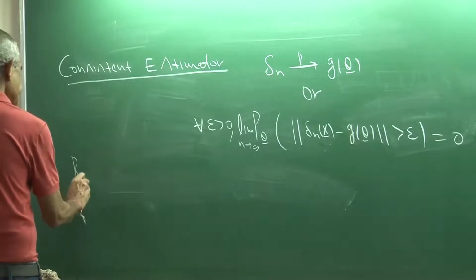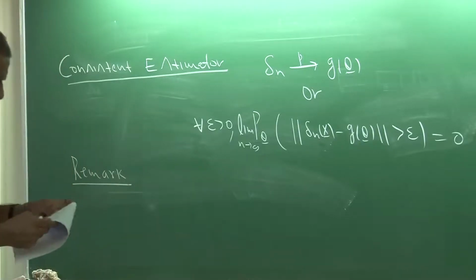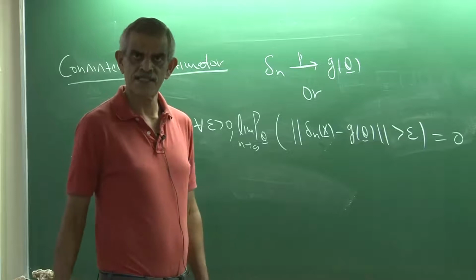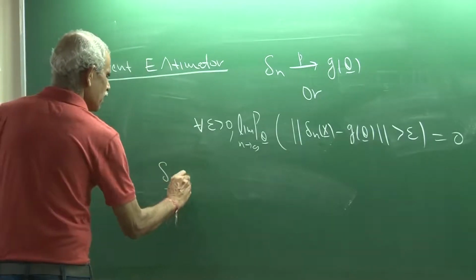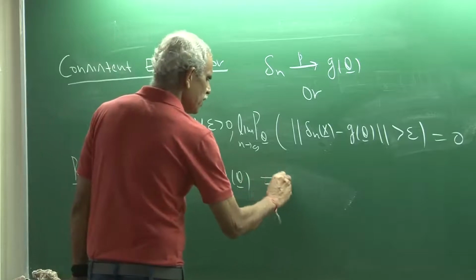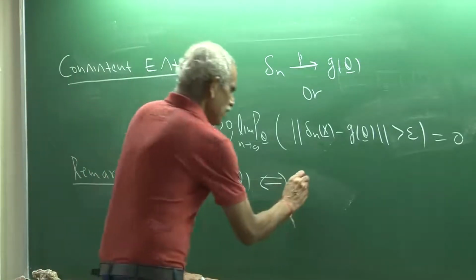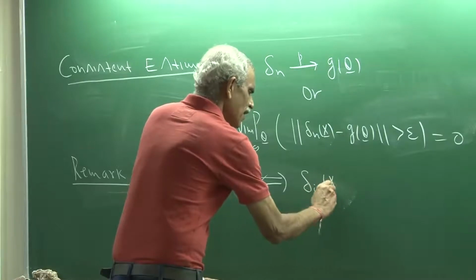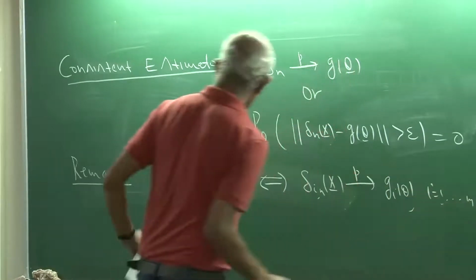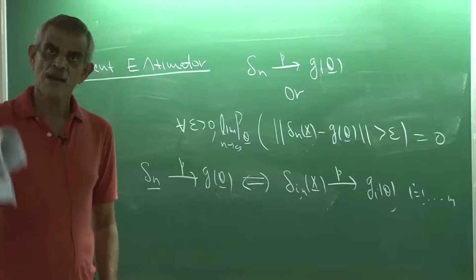Now you have studied various properties of consistent estimators. Delta n would be consistent for g theta if and only if component-wise consistency holds. So that means delta n converges to g theta, or in other words, delta n is consistent for g theta if and only if each component delta i n is consistent for the corresponding component of g theta. So if and only if delta i n(x) converges in probability to g i theta. So this is equivalent to saying that a vector delta n is consistent for a vector g theta if and only if component-wise consistency is there.